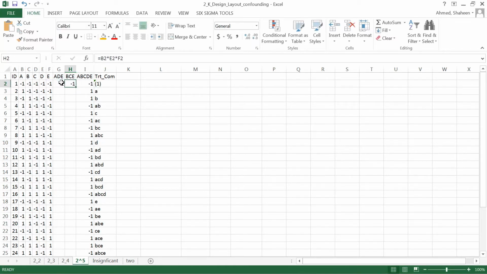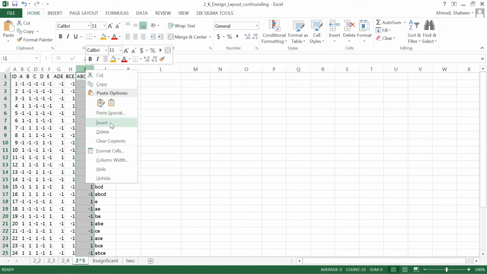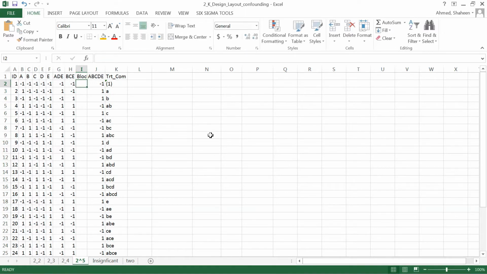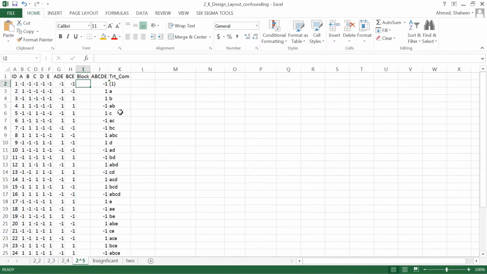And then we can copy all the way down, and then we can insert one column for blocks. So we want to assign blocks for each of these treatment combinations. Now we want to allocate blocks, treating ADE and BCE as a kind of factor. You know that we run both low, that's our control. Then ADE high as plus 1 with BCE low, and then ADE low, and then BCE high, and then both high.